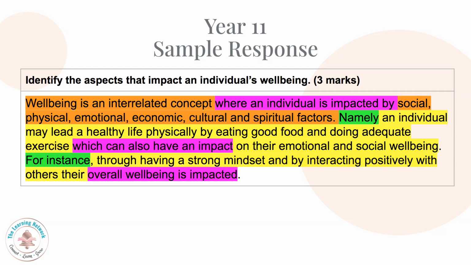Okay, let's have a look at how we're going to apply our understanding of that glossary of keyword. You'll see here in green, we've been able to show "namely". So namely, an individual may lead a healthy life physically. So here's our example, by eating good food and doing adequate exercise, which can also have an impact. This is that connective point on their emotional and social well-being. So the student has an understanding of the connections between emotional, physical, and social well-being. For instance, through having a strong mindset and by interacting positively, here's another example, with others, their overall well-being is impacted.